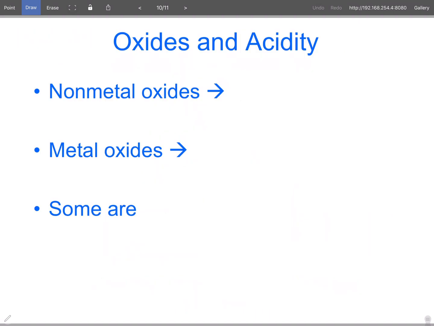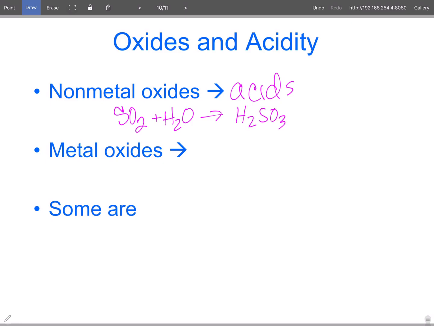Now, the other thing is oxides and acidity. Non-metal oxides tend to form acids. This is SO2 plus water forms H2SO3, which is acid rain. Metal oxides tend to form bases. So for example, if you had calcium oxide and put it in water, then you'd end up with calcium hydroxide.